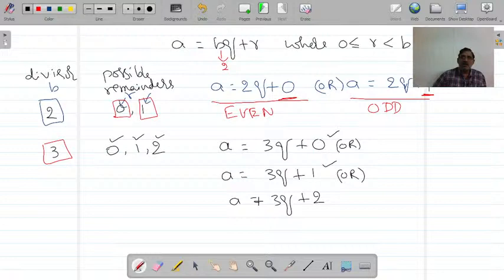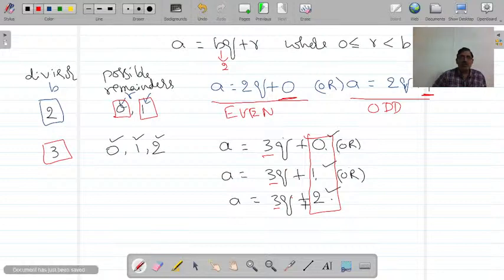A is equal to 3q plus 2. Simply it is saying that if you take any number and divide it by 3, you may get remainder 0, or you may get remainder 1, or you may get remainder 2. That's it. So the main focus is on this part. You can see that the divisor is the same in all the cases. Of course, the quotient may vary, but the remainders can be 0, 1, 2. This is the way in which we can consider. Very good. We can write 3q plus 0, 3q plus 1, 3q plus 2.